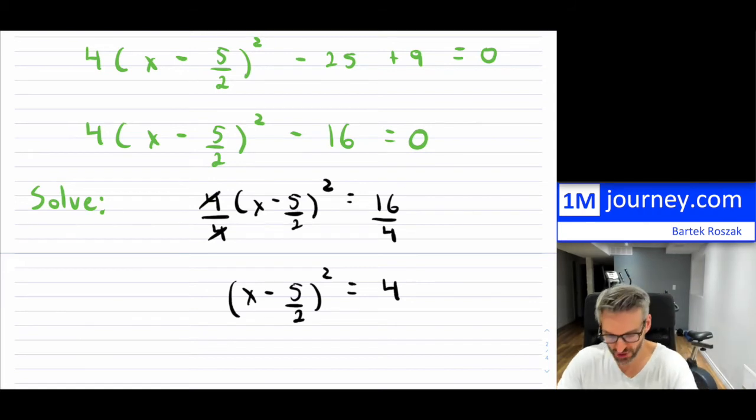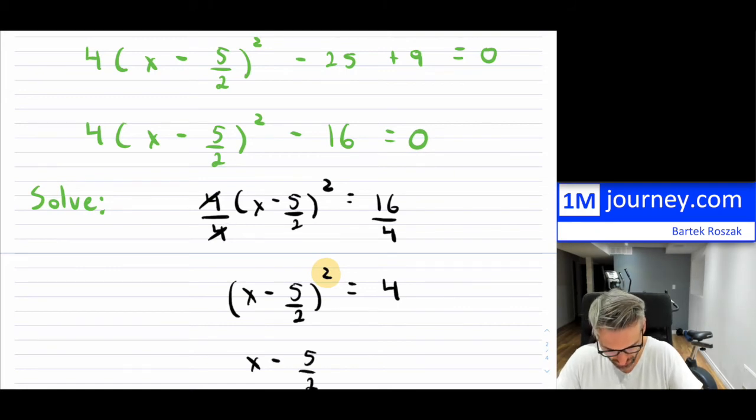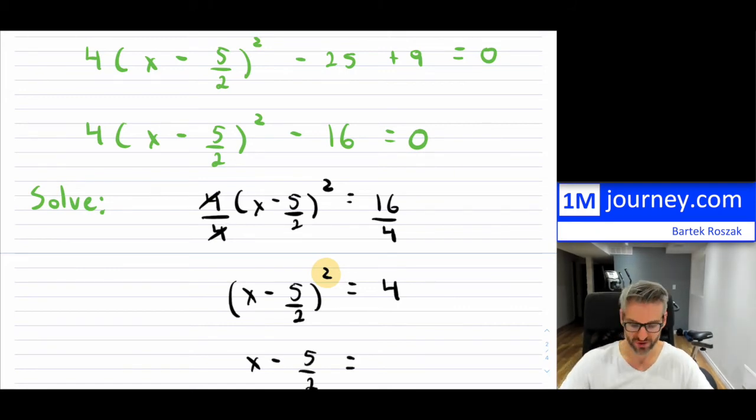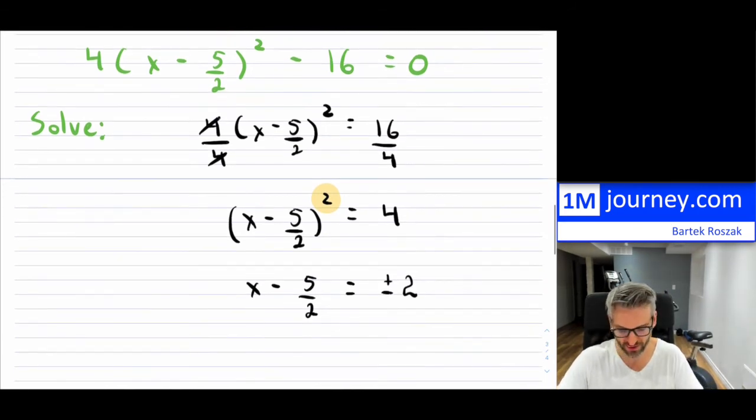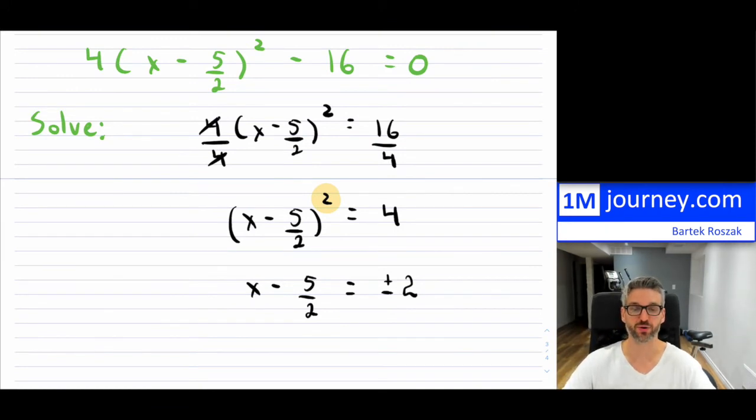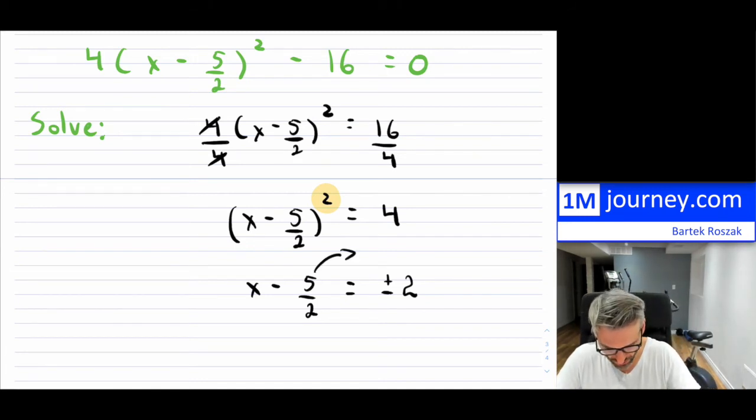Taking the square root of both sides, it's going to leave me with x minus 5 over 2 is equal to, now the square root of 4 is actually 2, but it's going to be plus or minus 2. That's what we have because we're taking the square root, so the answers are always plus or minus. And then finally we shift this over to this side. So x is equal to 5 over 2 plus or minus 2.